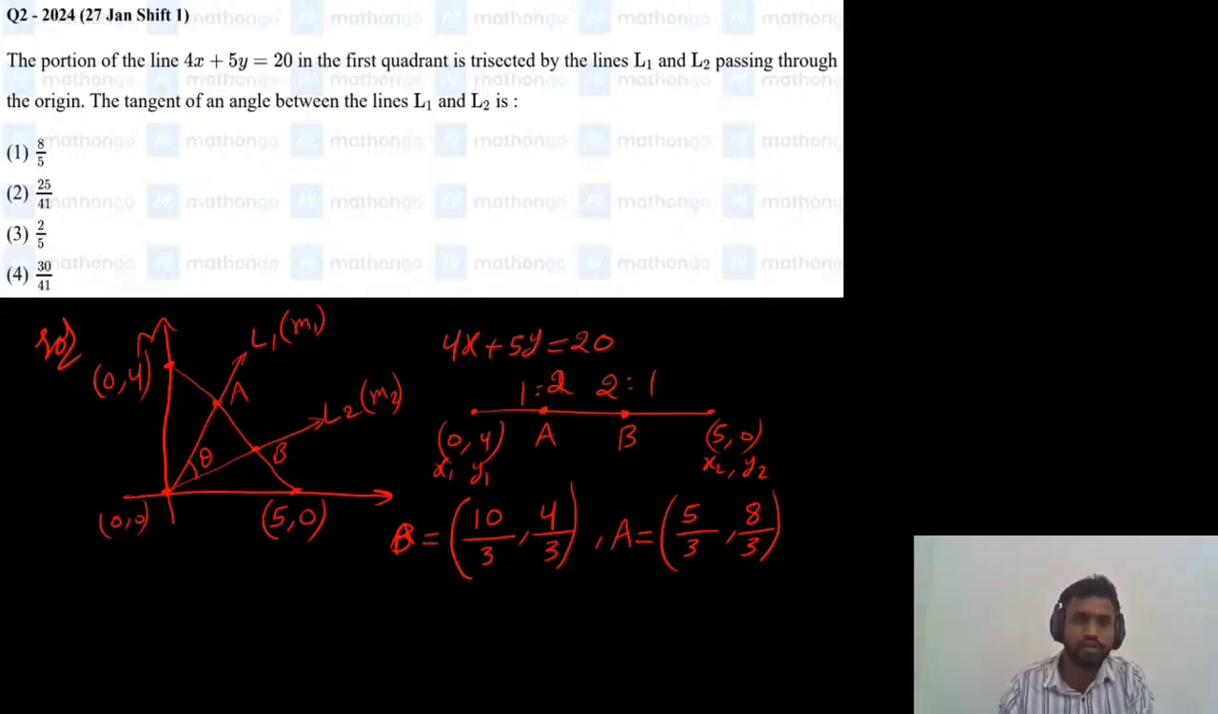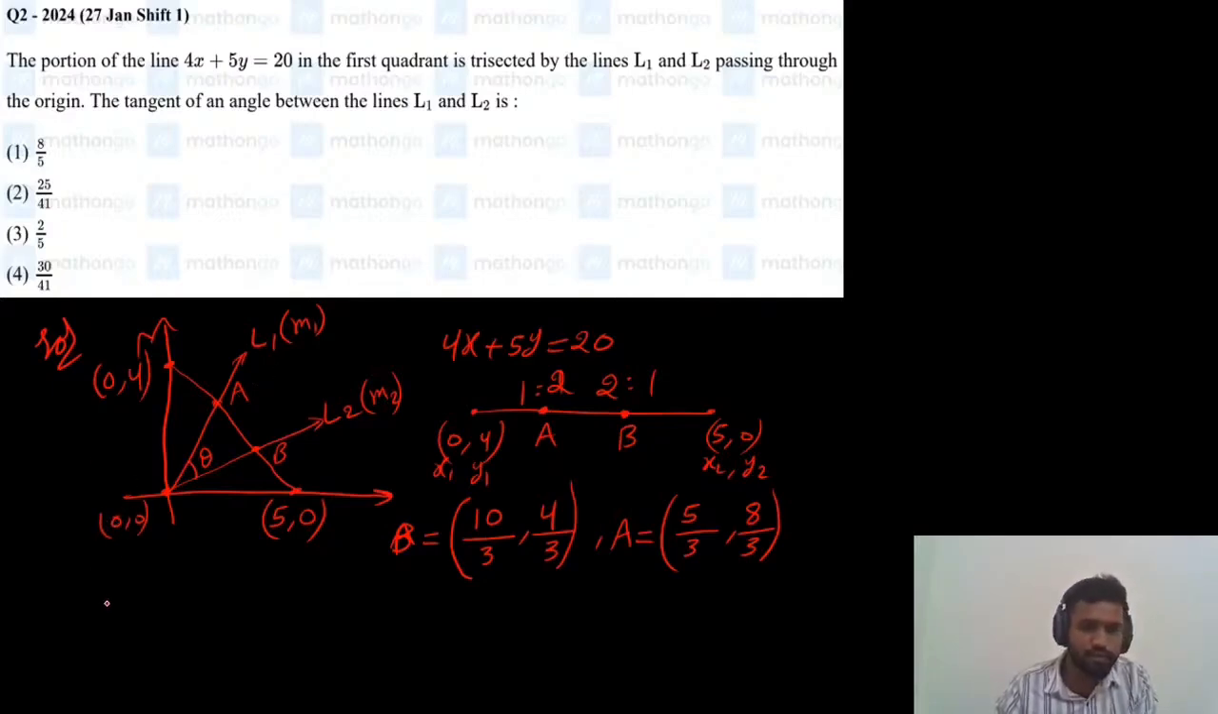So 2 points we got, A and B. Until now it is okay. So we can easily find the slope of L1. We have 2 points on L1. One is the origin, and the A point is 5 by 3 comma 8 by 3. So this point is 5 by 3 comma 8 by 3 and another point is 0 comma 0.